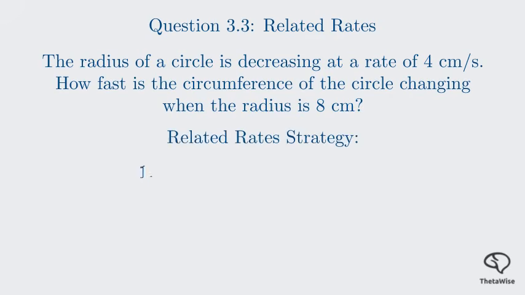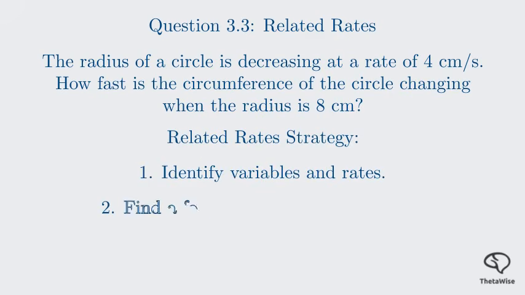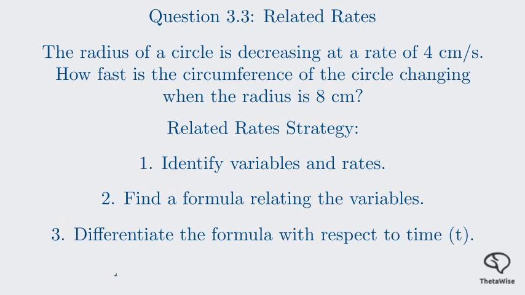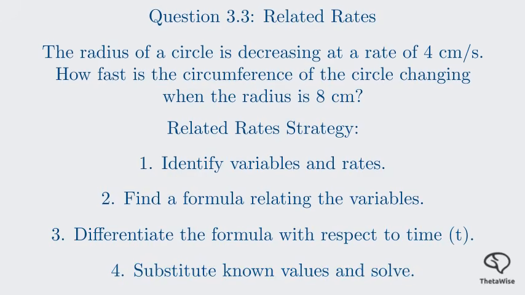So, our strategy is to identify the given rate and the rate we need to find. Establish a formula that relates the variables involved. Differentiate that formula with respect to time using the chain rule. And finally, substitute the given values to solve for the unknown rate. This is the standard procedure for any related rates problem.